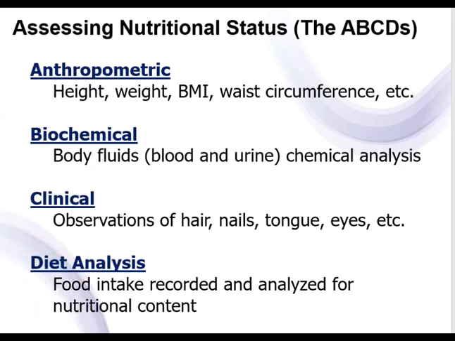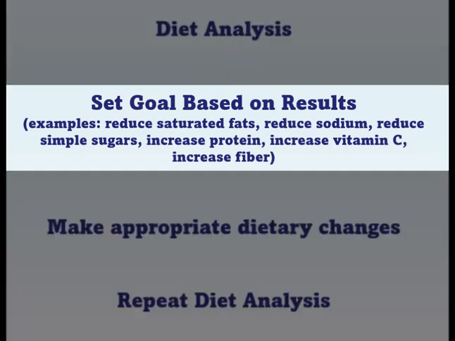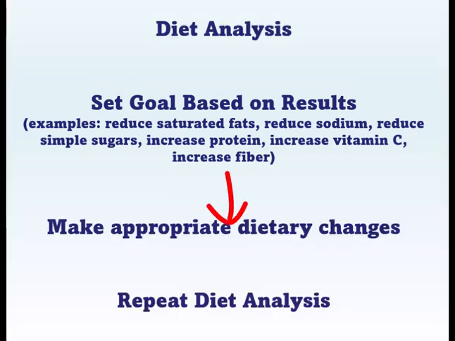When you start your investigation of nutritional science, it's helpful to be aware of your current nutritional status. One important component of that is recording and analyzing your diet. That way, if you set a goal for yourself, such as reducing your intake of simple sugars or sodium, or increasing your consumption of omega-3 fatty acids or fiber, you can make the appropriate changes in your diet and then repeat the analysis to see the effect of the changes.